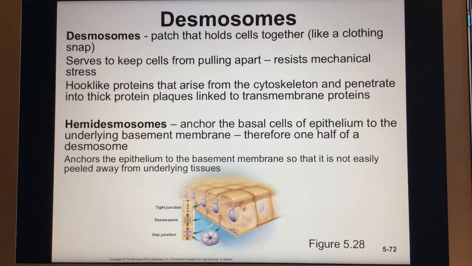Okay, the second type are called desmosomes, and it's a patch that holds the cells together. The analogy is like a clothing snap, and it helps to keep cells from pulling apart, especially when they're under mechanical stress. And so there's proteins that hook, and they come from the cytoskeleton, and they link the membranes together.